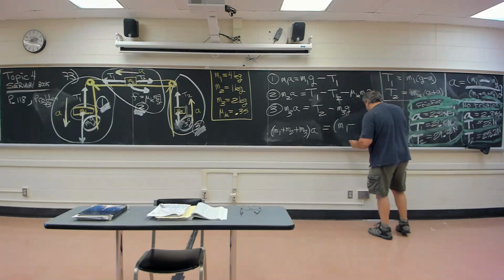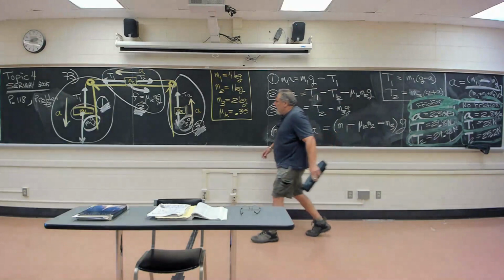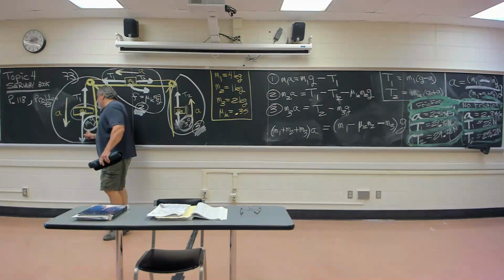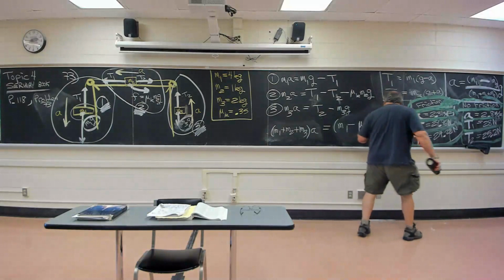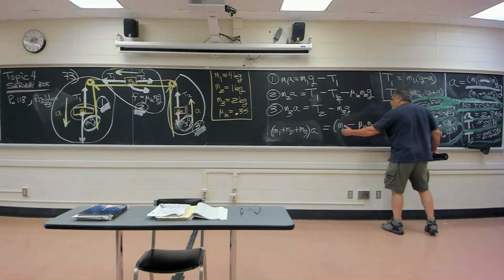Now, where'd that come from? Well, look, this is a player pulling down real hard. This is another player pulling down much harder. This guy wins it. Yeah, this guy's got an ally. He's got friction also helping him out. So what you've got is mu sub k m2g and m3g are pulling, and m1g is all by itself.